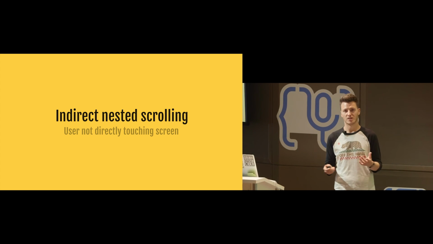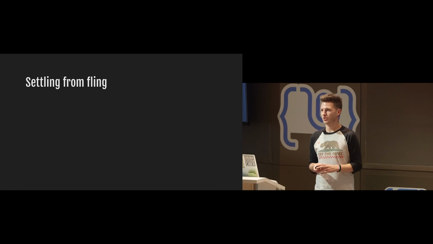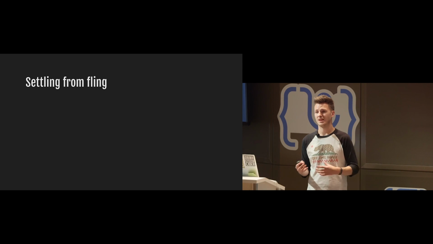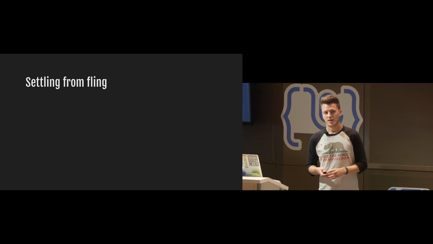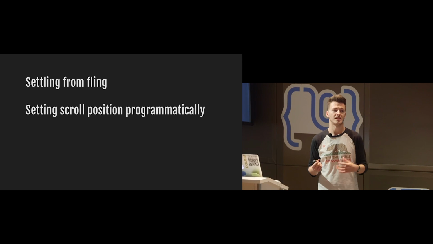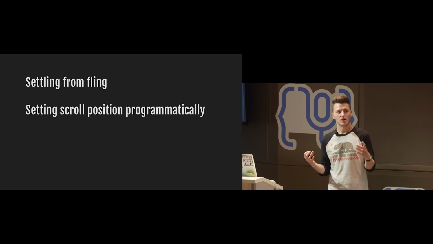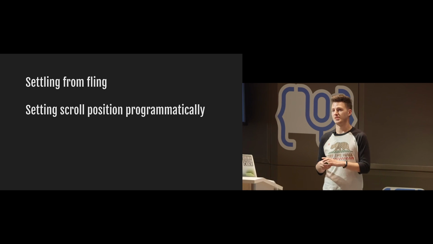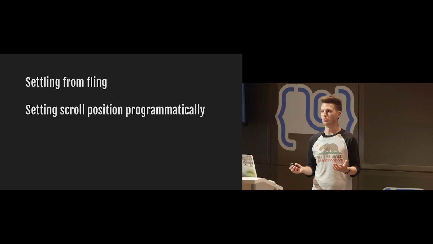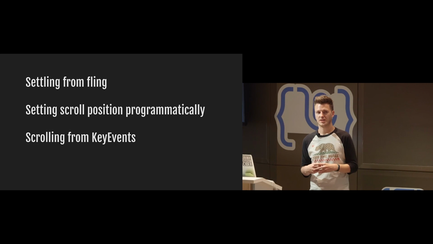Now, there's a number of scenarios where this is important. The first one we're trying to fix is the whole issue of settling from a fling. We need to know when the fling is happening and how we can actually consume it ourselves. There's also being able to set the scroll position programmatically. So if you call set selection on a list view, or I can't remember what the recycler view one is, but whatever it is, if you programmatically set it, nested scrolling doesn't know about it. It's never told.